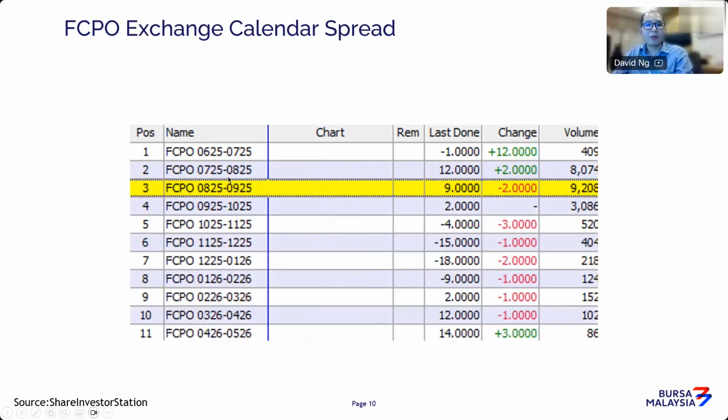Now, this is what we call an exchange calendar spread. This is basically on Share Investor Station. This is basically a charting tool that charts the exchange traded spread. So here you can see, this is the August-September contracts. You can see the volume per day is about 9,000. Obviously right now, August is considered the second month. The third active month is now September. So September-October right now is doing about easily 4,000 to 6,000 contracts per day.